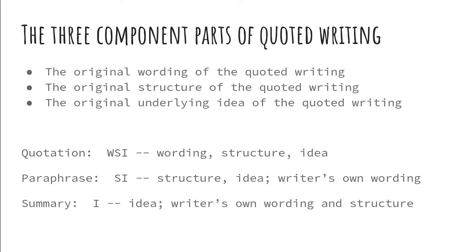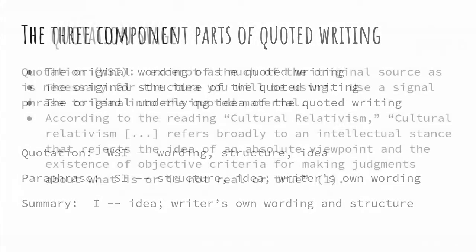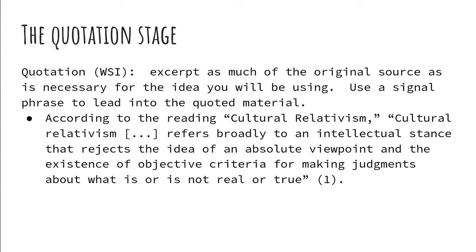We're going to start by quoting, and I'm using the designation WSI here as a way of reminding us that the wording, structure, and underlying idea are all the same here because we're just taking the quote or direct wording from the original source. So, when we quote, we excerpt as much of the original source as is necessary for the idea we'll be using, but we don't necessarily need all of the writing in the original. And I'll show you what that means in just a second for the way that we excerpt our quotation.